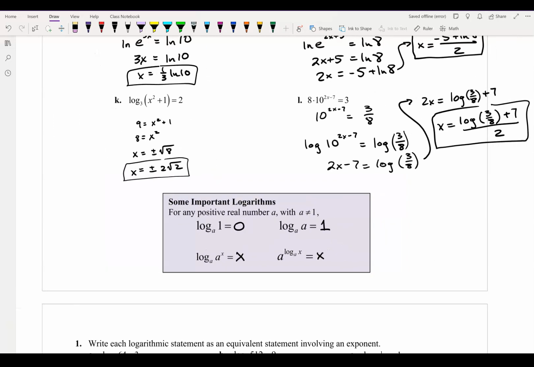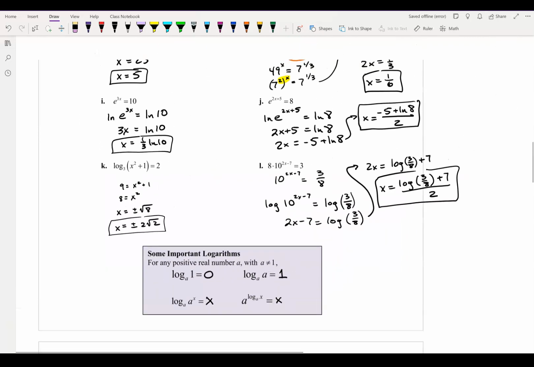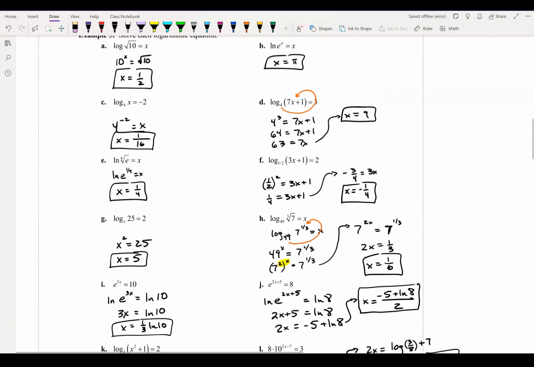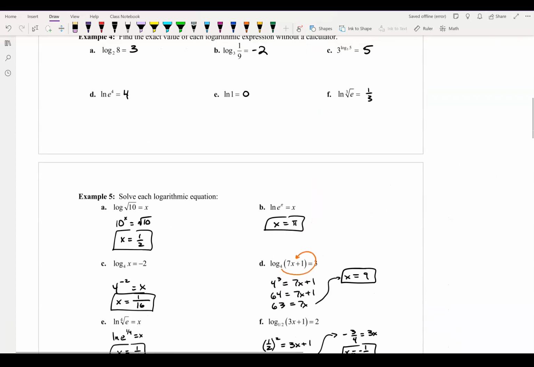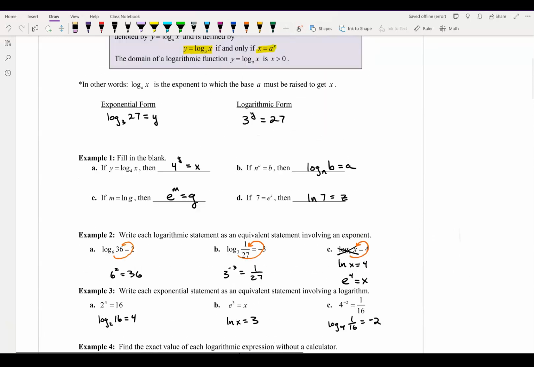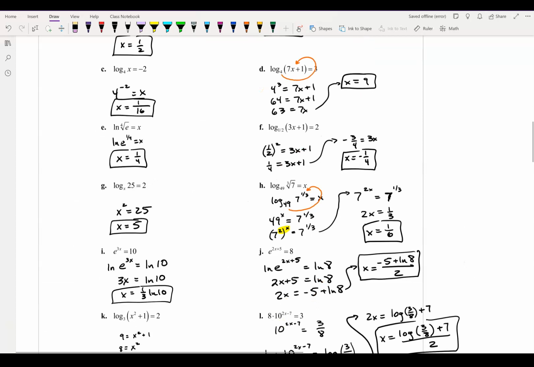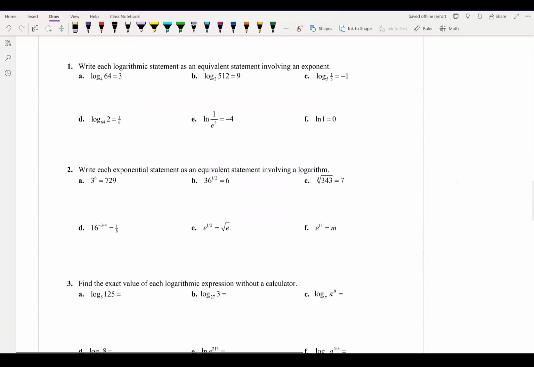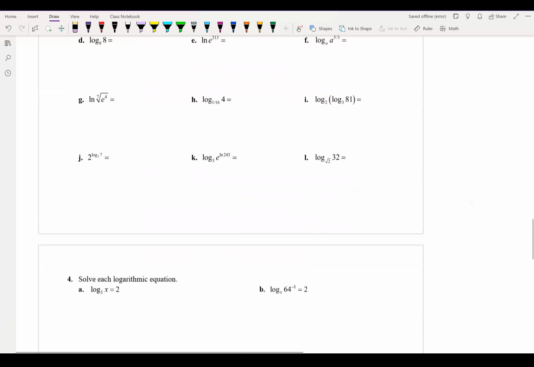So there's some basics with logarithms. These do come with practice. If you do enough of this and really get comfortable with the definition, then you're going to find that this stuff is doable, but it takes practice. So go ahead and do the next 2 pages of practice.